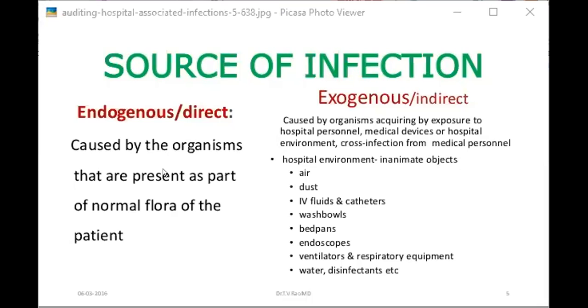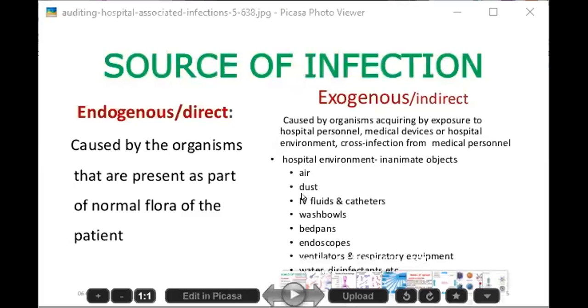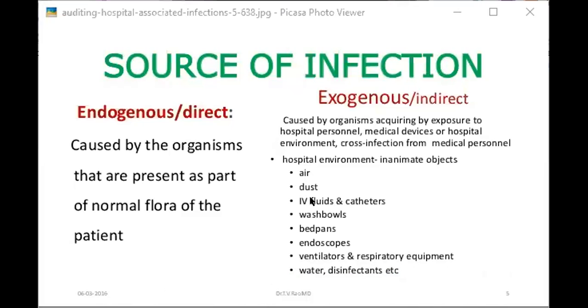Exogenous means external. Maybe through the hospital environment you can get different kinds of organisms, in the form of air, in the form of dust, IV fluids and catheters. IV fluids means your saline bottles in the hospital, that is intravenous fluids. And catheters, then wash bowls, bed pans. Do you know what is a bed pan?